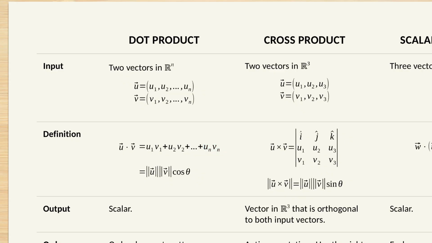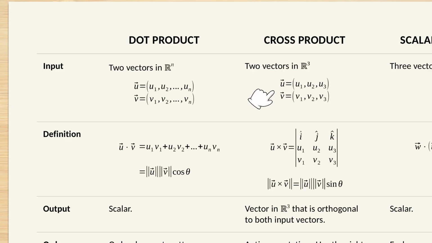Another way of finding the dot product between two vectors is by multiplying the magnitude of one vector with the magnitude of the other vector, and then multiplying by the cosine of the angle between these two vectors. And the result of a dot product is a scalar, it's just a number.